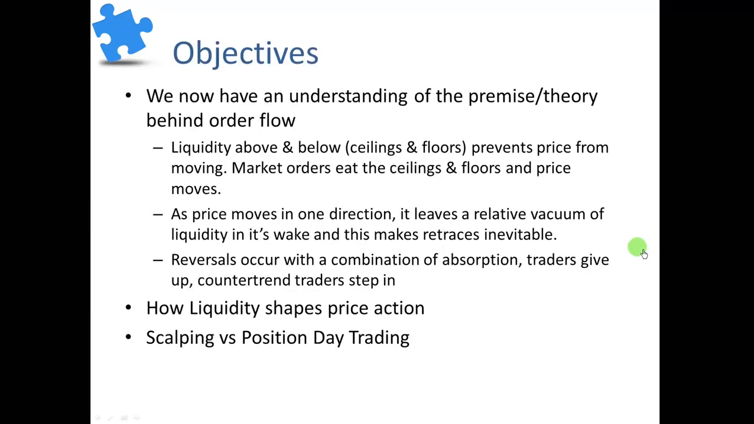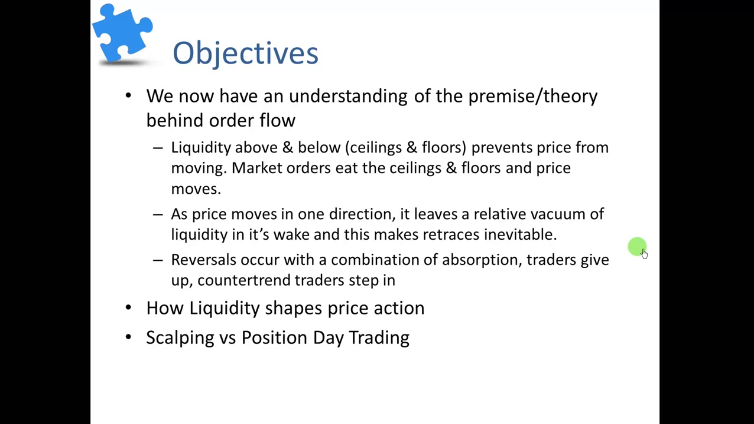Now, we talked last week about order flow, and based on that session we should have an understanding of at least a theory behind order flow. And if we just recap what we learned last week, liquidity or limit orders acts as floors and ceilings, and you can't move through a price until market orders eat all of the liquidity in the way. Now, liquidity has to fill in the wake of a one-way move, and that causes something we call a liquidity vacuum, which is a relative lack of liquidity behind a move.